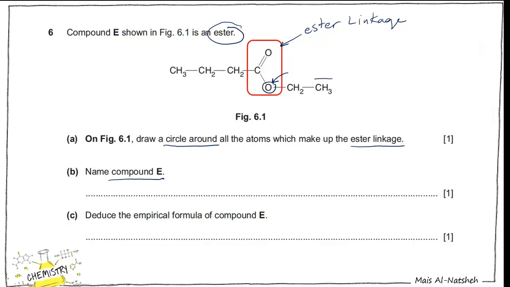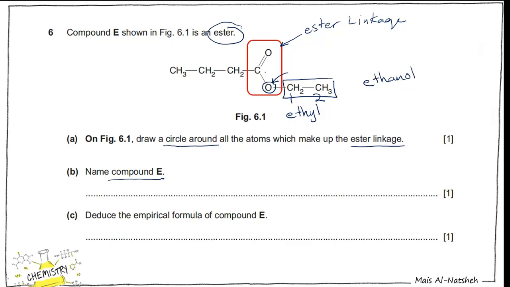Then count how many carbons are attached to it in the hydrocarbon group. Here we have 2 carbons, so this part is called ethyl. The ethyl group came from ethanol, so the alcohol which is needed here is ethanol.